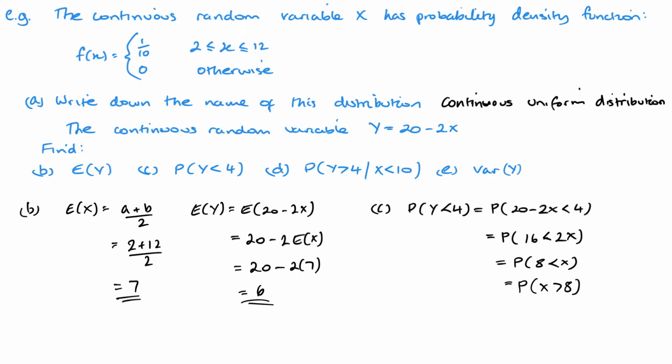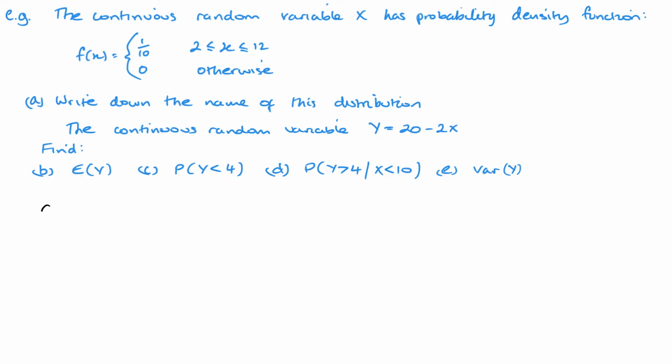Now that we know what we're trying to find, if I think of a diagram just to draw this out for you, we've got between 2 and 12, 1/10 as a height. We want greater than 8. We're looking for this area. So 12 minus 8, which is 4, gives me this length here. 4 times 1/10 is 4/10 or 2/5. Nice and easy, hopefully.